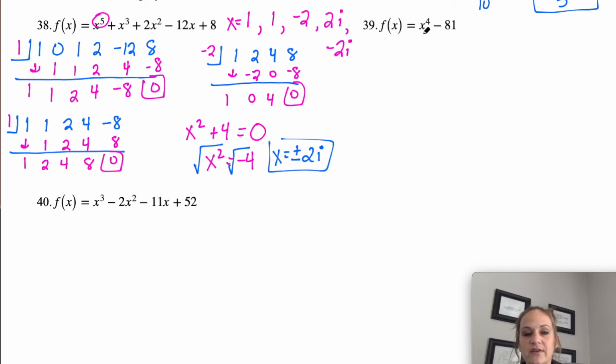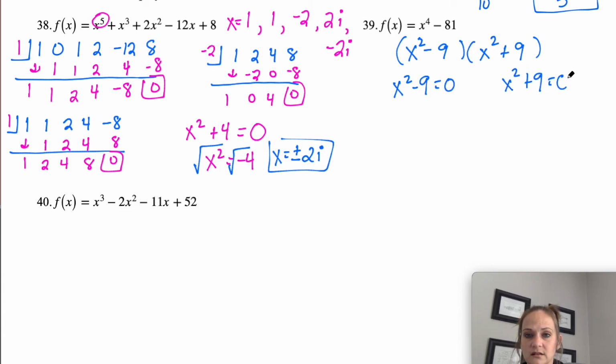Next, we have x to the 4th minus 81. You can either use synthetic division, or I noticed that you actually can factor it. So you'll get x squared minus 9 and x squared plus 9. So when I solve them, I would add 9 to both sides, take the square root, and you should get plus or minus 3. So there's 2 of your answers.